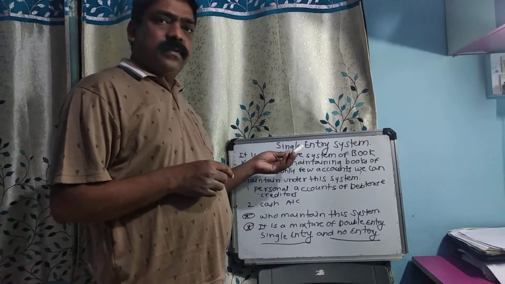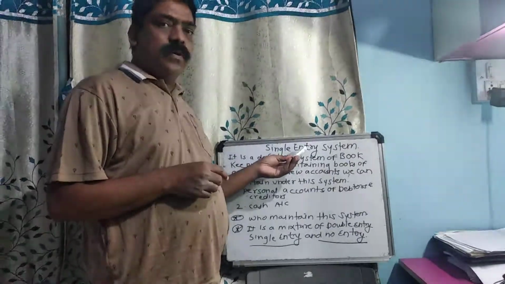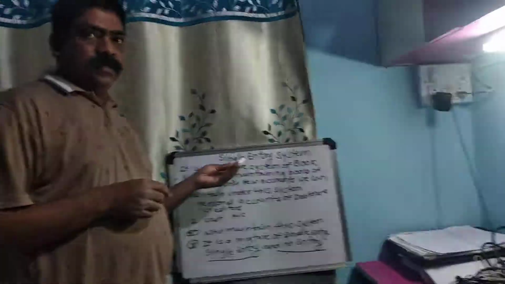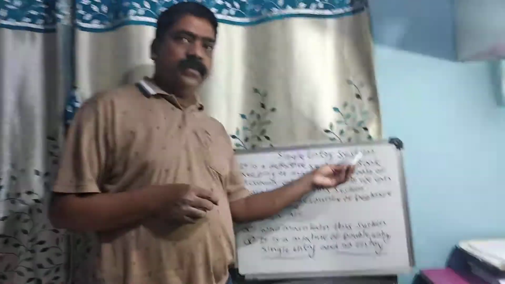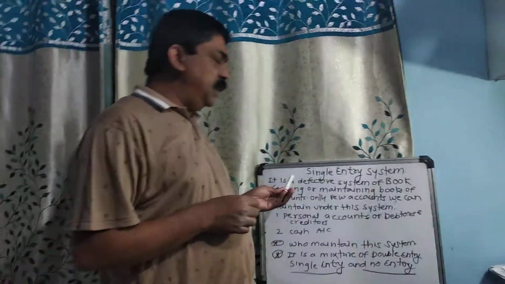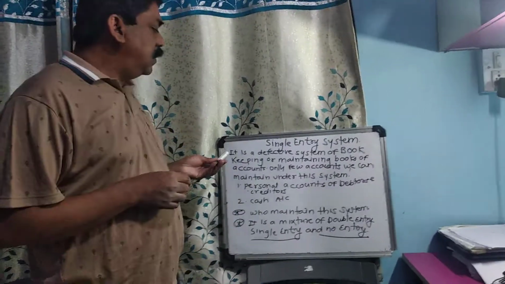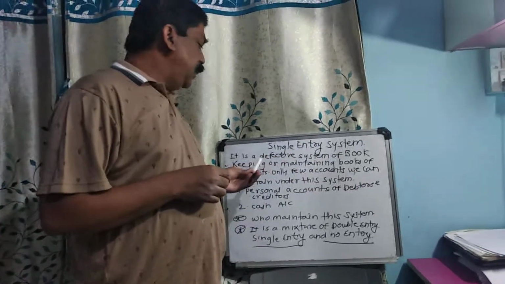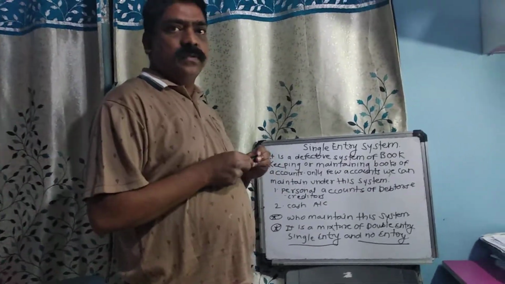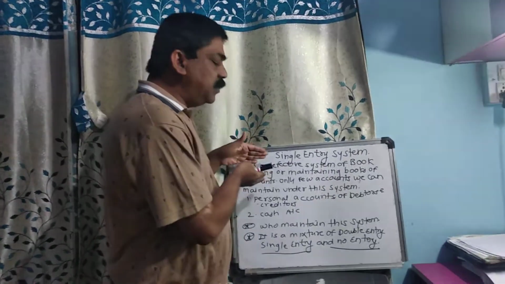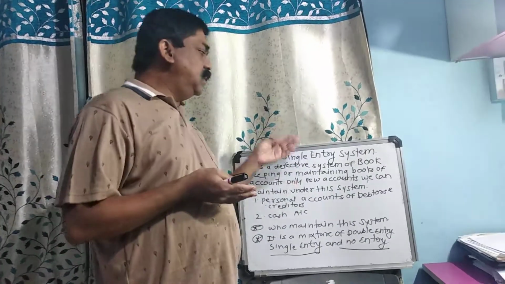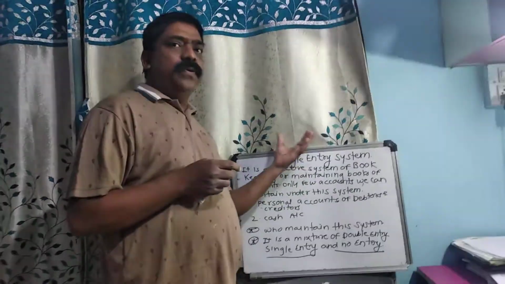We will discuss the single entry system topic in our today's session. What is single entry system? See, the very simple meaning of single entry system is that it is a defective system of bookkeeping, or maintaining books of accounts. Why is it called a defective system? Because under this system they maintain only a few accounts.